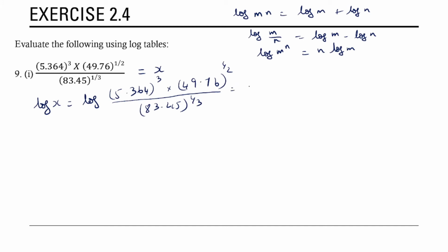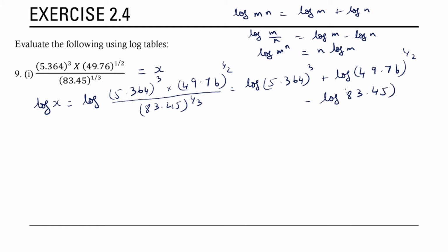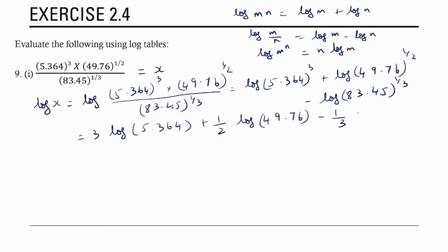So using the laws of logarithms, we can see that this is equal to log (5.364)^3 plus log (49.76)^(1/2) minus log (83.45)^(1/3), or this is equal to 3 into log of 5.364 plus half log of 49.76 minus 1 by 3 log of 83.45.